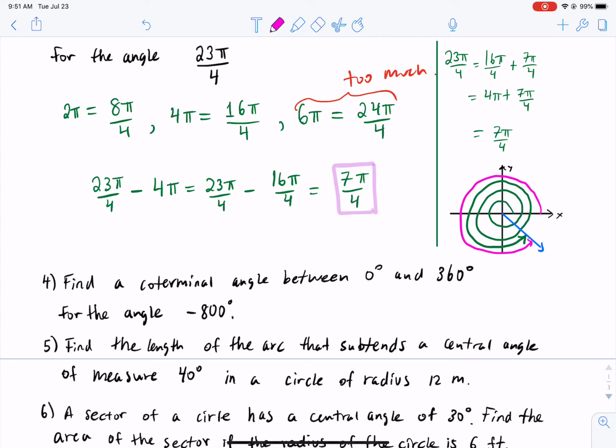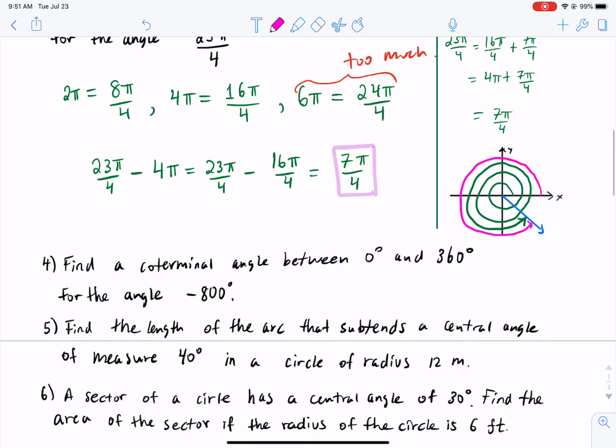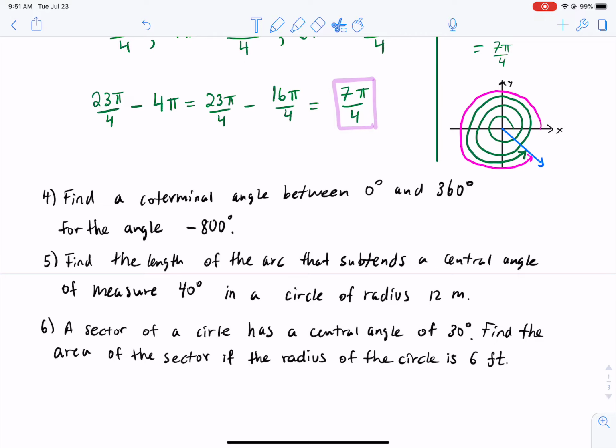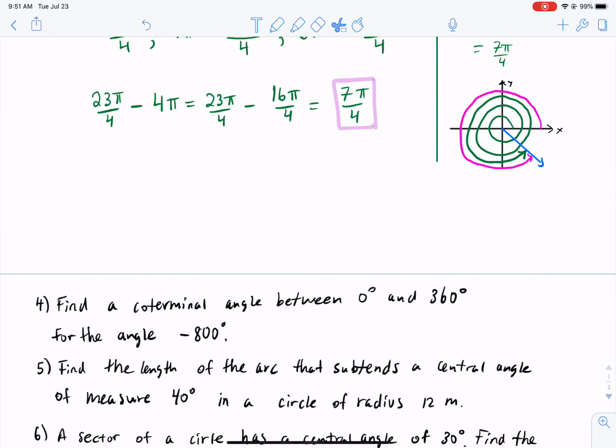And later it will be helpful because, again, if you're trying to find sine of 23 pi over 4, that's just going to be sine of 7 pi over 4. It cancels all of that coiling on itself, right? So for this one, and not just for sine, it's for any trigonometric function.